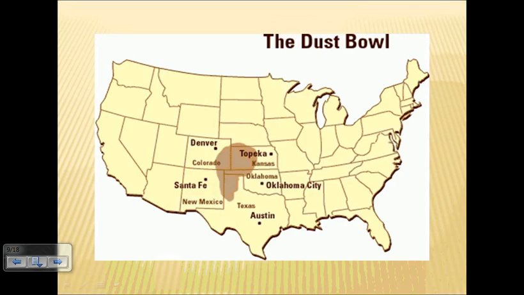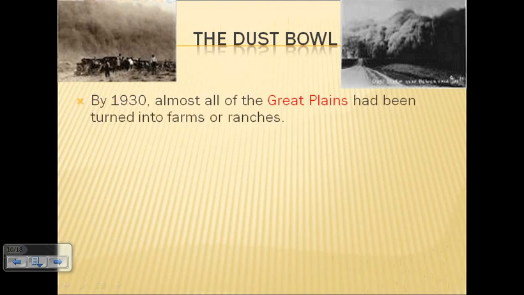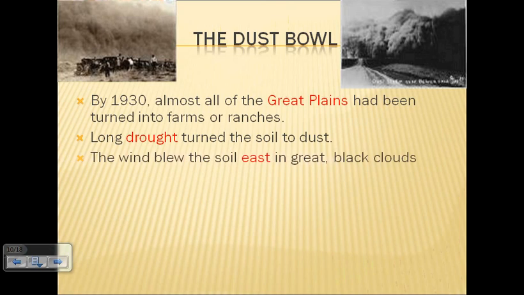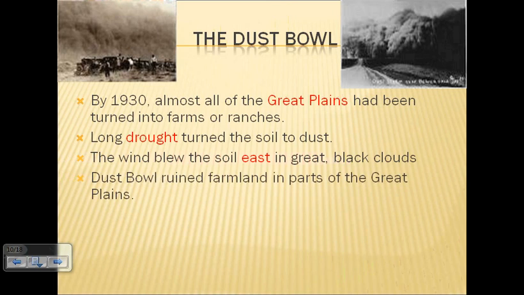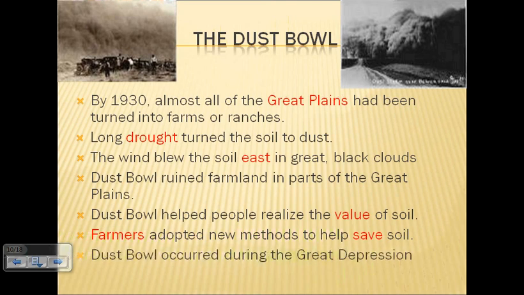I'm going to show you in this image that the highlighted shaded region is where the Dust Bowl was located. By 1930, most of the Great Plains had been turned into farms or ranches. Long drought, however, turned this soil into dust. The wind blew the soil east in great black clouds. Dust storms ruined farmland in parts of the Great Plains. The Dust Bowl also helped people realize the value of soil. Farmers adopted new methods to help save their soil, and this occurred during the Great Depression.